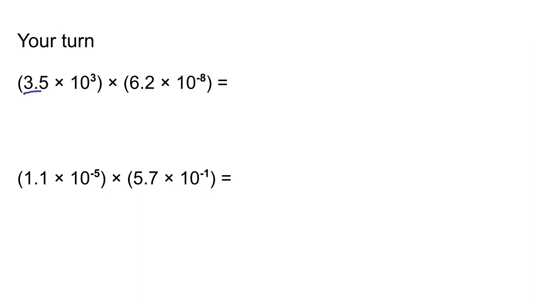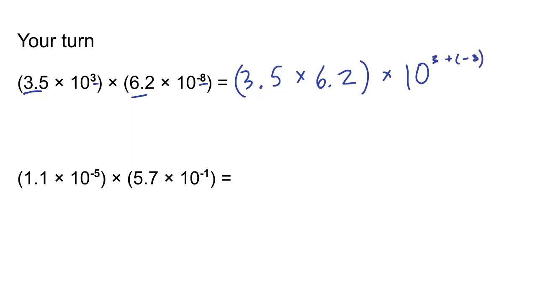So start by multiplying the coefficients, which gives you 3.5 times 6.2 times 10, and now add the exponents, which are 3 and -8. So that becomes 3 plus -8. And 3.5 times 6.2 is 21.7 times 10, and 3 plus -8 is -5.